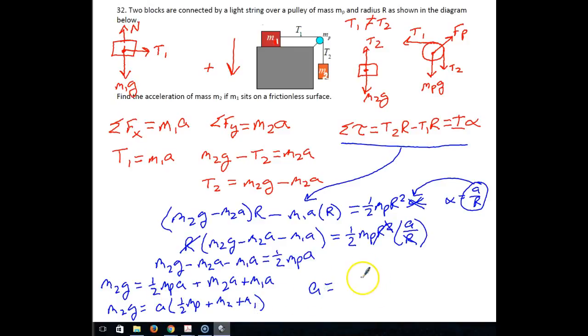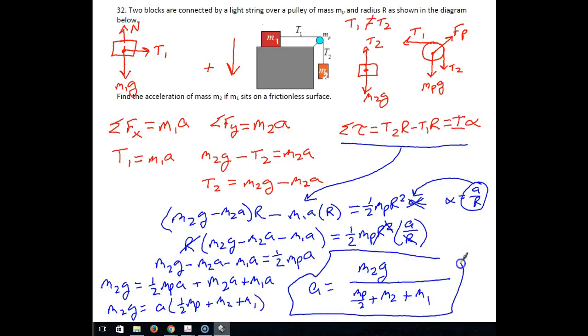If we do that, we're going to end up with m2g on the top, and then on the bottom we're going to have mp over 2 plus m2 plus m1. And that is our final solution for number 32. And at this point, we'll stop and we'll move on to the next section in the next video.